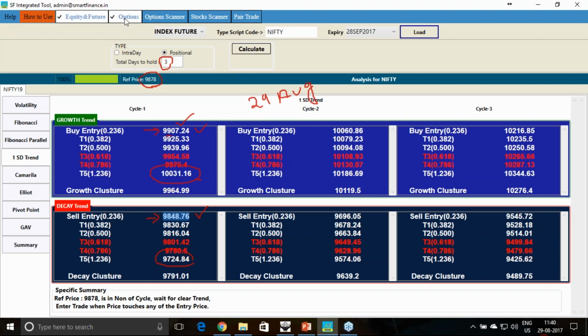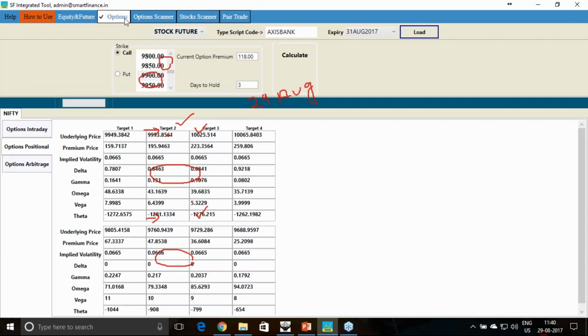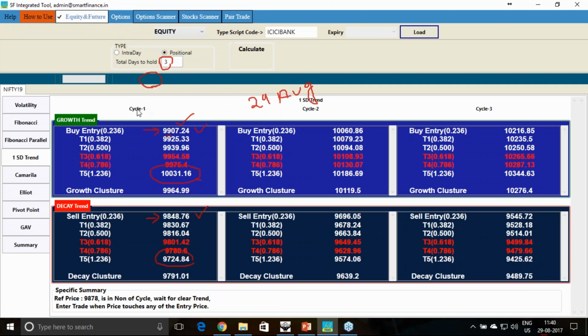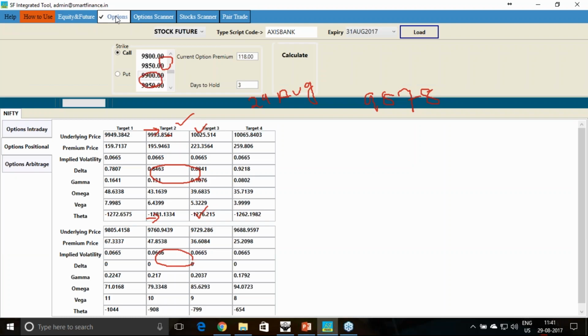While doing the positional trade analysis, it is very important to understand the trend. So currently we are at the 9878 level. Once we cross this 9907, that will be the right time for purchasing the call option.